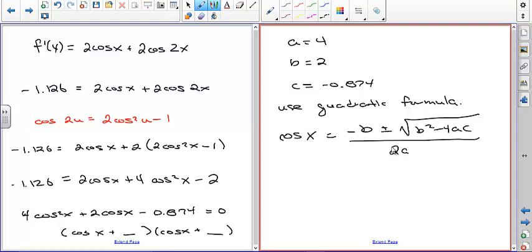So what we'll end up with is two values of the cosine of x that will make the derivative equal negative 1.126, or make this equation work out. Because for each value of cosine of x we have two solutions, we'll get two solutions from the plus or minus, and from each one of those results we'll get two values of x that will be solutions to the original equation.